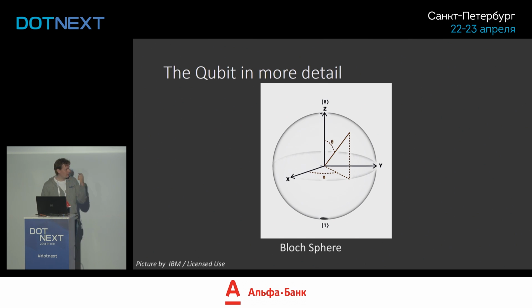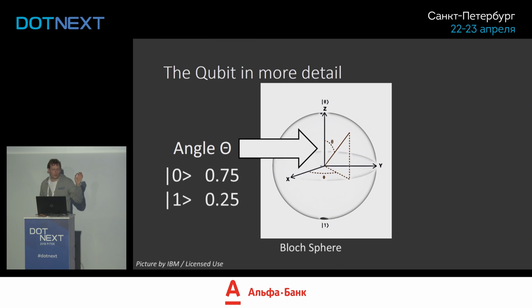And then we have a vector in that space which has a certain angle called theta. Depending on that angle, if it's more to the top, it's more likely to be a 0. If it's more to the bottom, it's more likely to be a 1. If it's anywhere except the poles, that means it's both at the same time, a superposition.